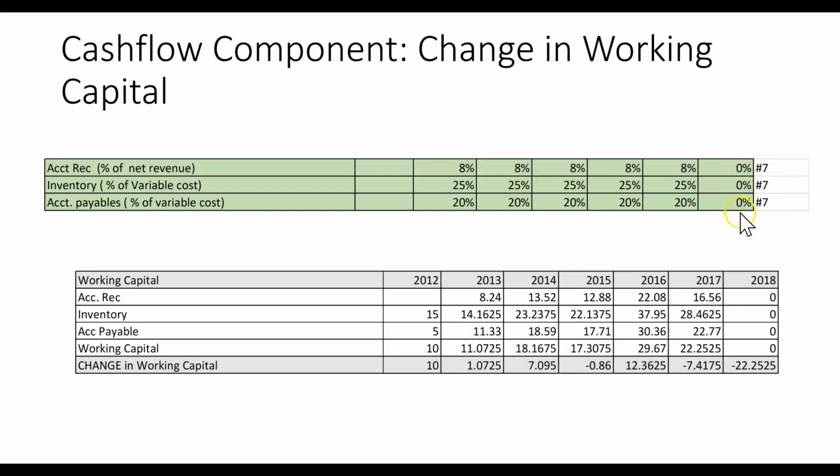The reason these are zeros in the last year is when the project is over, we are not going to be getting more inventory. We are done with the project. So basically in that year, it would be 0. So from that point of view, this is what you're going to get for the change in net working capital.